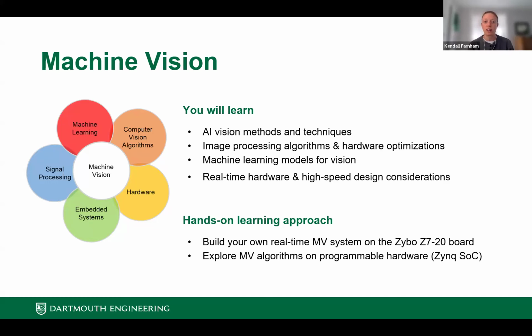The course takes a hands-on learning approach. We're going to be using hardware on your desk throughout the course and doing hands-on labs where we're going to be exploring these algorithms. By the end of the course, you will have built your own real-time machine vision system on the Zybo hardware board. We'll also be looking more into programmable hardware, so we'll be getting into some of the FPGA work that you'll look at in one of the other courses, as well as some of the embedded systems topics. It should be really fun. And by the end of it, you will have a working system, which will be pretty cool.